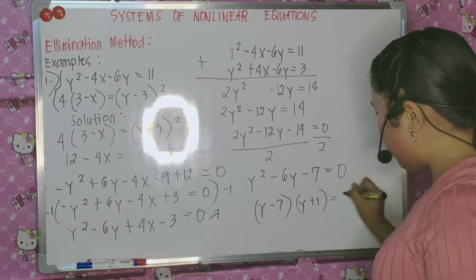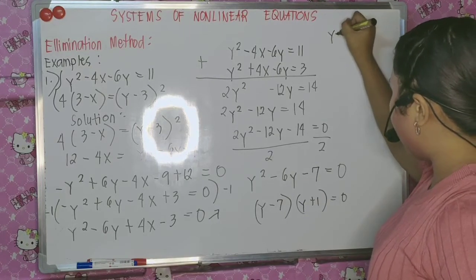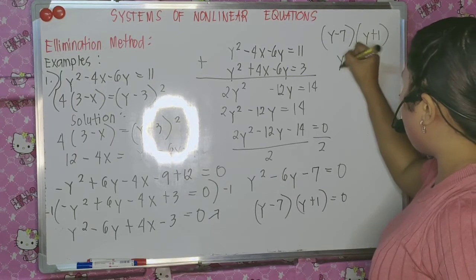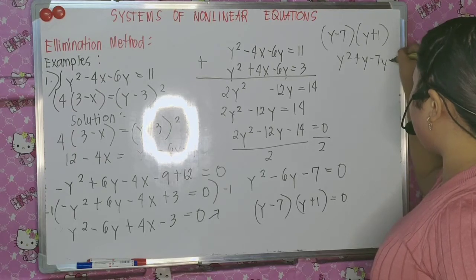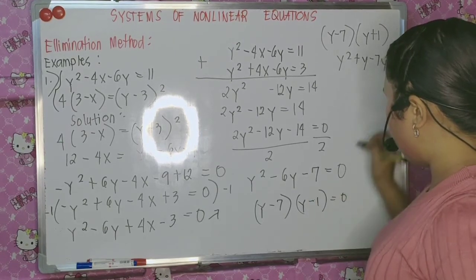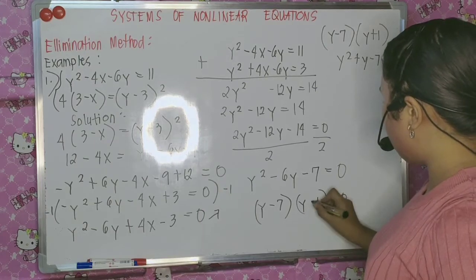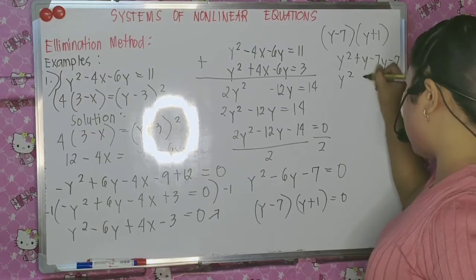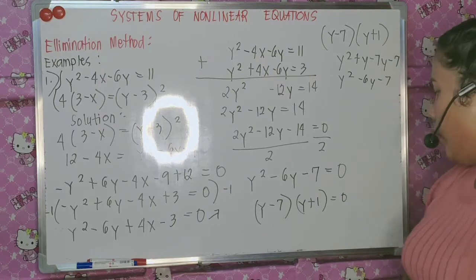So, para malaman natin na tama yung nakuha natin na factor, check lang natin ulit. So, y minus 7 and then y plus 1. So, y times y is y squared, then plus y, negative 7y, then negative 7. Okay? So, rather, negative pala siya. Okay. Tama, positive. Okay? So, next, y squared, then positive y minus 6y. So, negative 6y and then minus 7. So, correct, y minus 7 and then y plus 1.